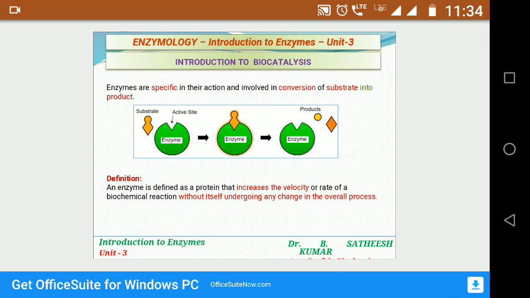So this substrate has an affinity for the active site of the enzyme. The substrate and the active site of the enzyme interact with each other by means of non-covalent interactions. We have four different non-covalent interactions: hydrogen bonding, hydrophobic interaction, van der Waals interactions, and electrostatic interactions.